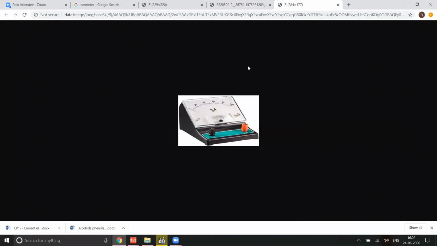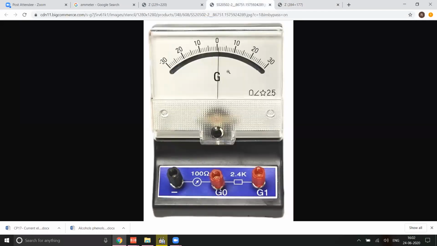For example, if you look at this device, milliampere means if the pointer is stopping at 20, you can report the answer saying that the current flowing through the device is 20 milliampere. Whereas if it is going and stopping at 20 here, you cannot say 20 G. G is not a unit. G just stands for the device name.